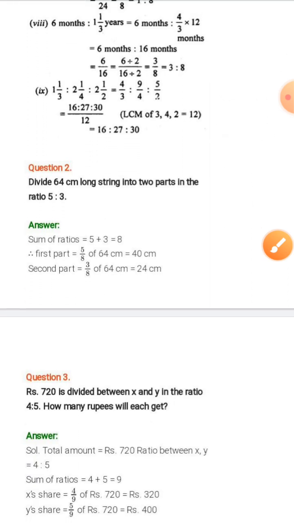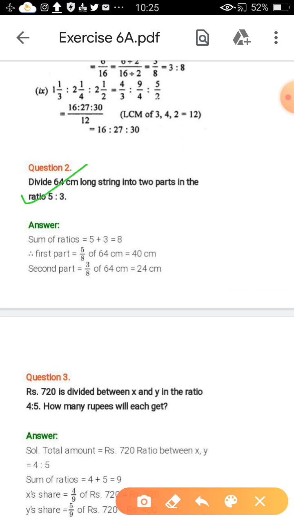Divide the 64 centimeter long string into two parts in the ratio 5 is to 3. This question you have to solve, so we will concentrate on this question. Whenever you are finding the answer, first find out the sum of the ratio. First write down the sum of ratios. What is the ratio? 5 is to 3. So 5 plus 3 is equal to 8.